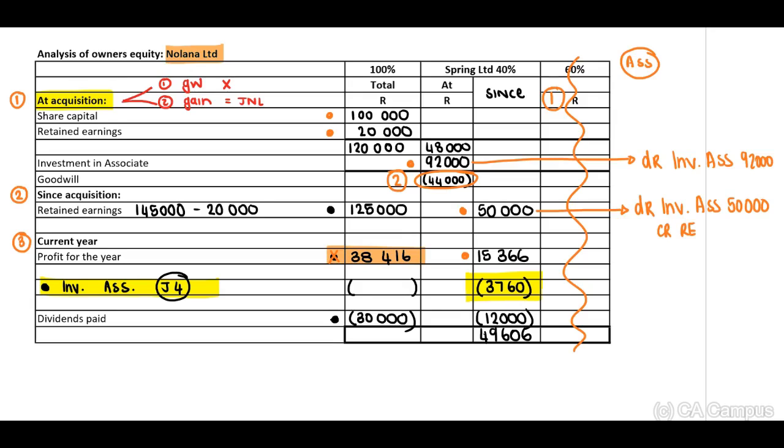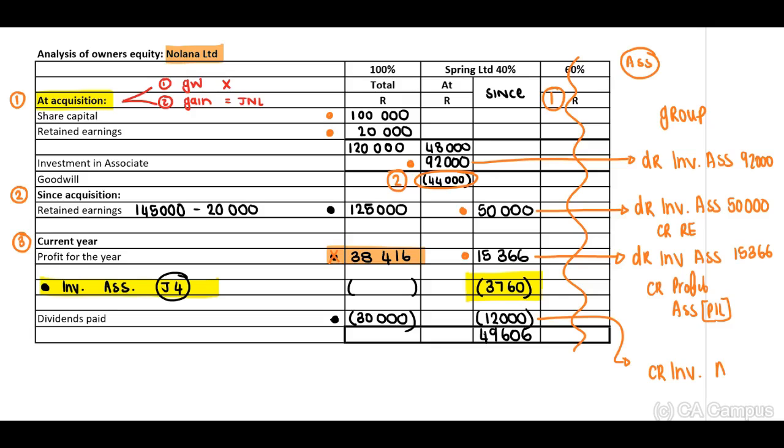Third thing, profit for the year. Same journal entry, guys. Debit the investment in associate. Remember, this is in terms of your group. With the 15366, credit profit share of associate in the profit and loss. And then you need to remember this 12,000, the dividends, decreases the investment in associate. When you look at our intra-group journal entry, you have to credit your investment in associate with the 12,000.